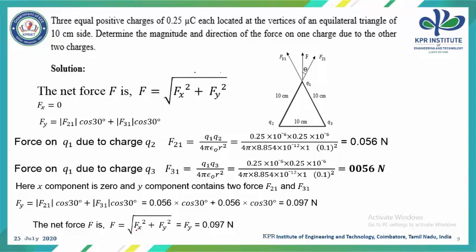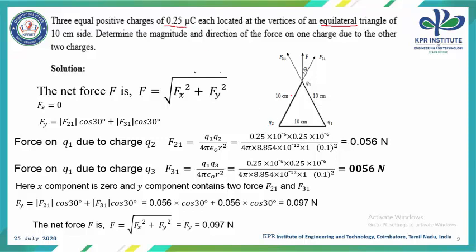Determine the magnitude and direction of the force on one charge due to the other two charges. So this is the given problem. The given problem is an equilateral triangle, which means all the sides are equal. The triangle's side is 10 cm, so all sides are 10 cm. The charges are 0.2 microcoulomb, and they are positive charges.